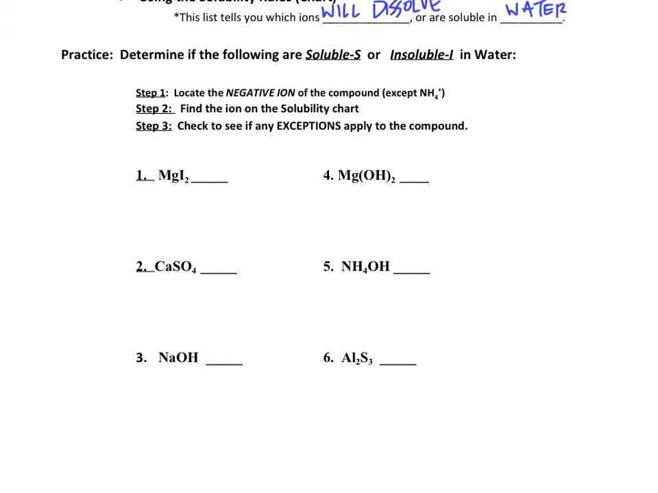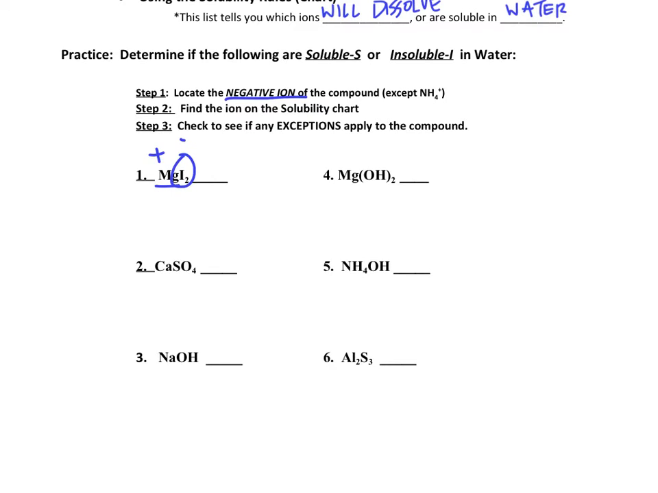So you need to figure out which is the negatively charged ion. Now, in all cases, with some exceptions, the negative ion is always going to be the second element listed, or the second part of the compound that's listed if it's a polyatomic ion. So here's what I mean. Magnesium iodide, we know that magnesium is a metal. So magnesium has a positive charge. Iodide, however, is a nonmetal and it has a negative charge. So I'm only looking for the negative ion, which is iodine.